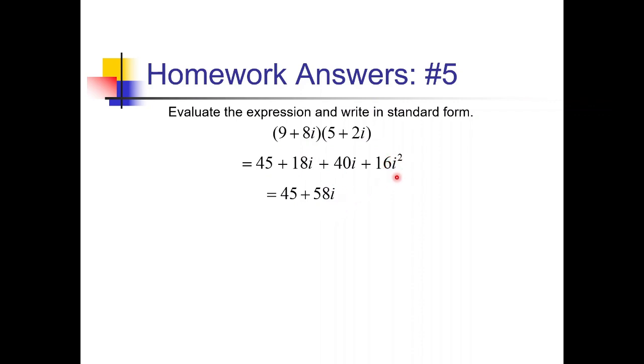And then i squared, remember, is really negative 1. So this will be a negative 16 that I can write at the end. And then 45 minus 16 gives me 29. So 29 plus 58i is as simplified as this gets.